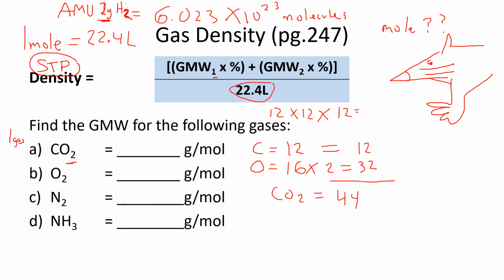22.4. So 1 mole at STP gives you how many molecules? If you have 22.4 liters, I know the number of molecules. Correlates.